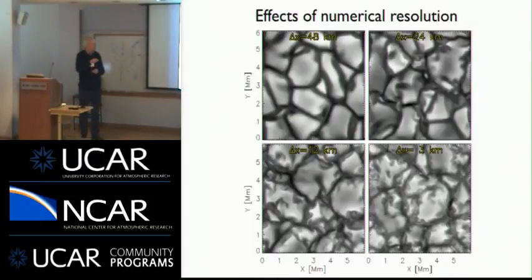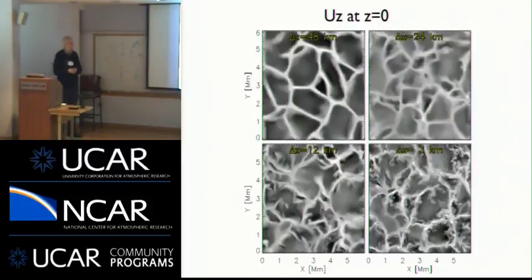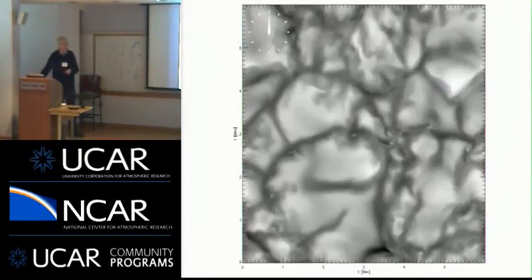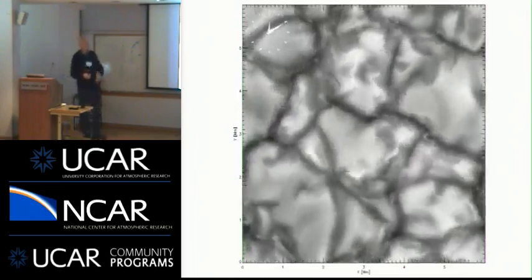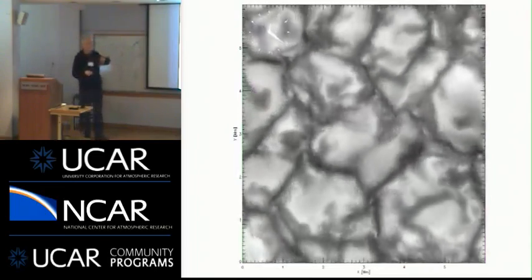And when we go to higher and higher resolution, up to 3 kilometers in this last one, we see a lot more structure in the granulation. And that also leads to a lot more structure in the velocity field. This is the vertical velocity at z equals 0. And we see a lot more structure. And that's also evident if we look at an intensity image. This is from this 3 kilometer resolution simulation, so it's 2048 by 2048 grid points. And this goes only up to 700 kilometers, so we don't have the chromosphere and corona.